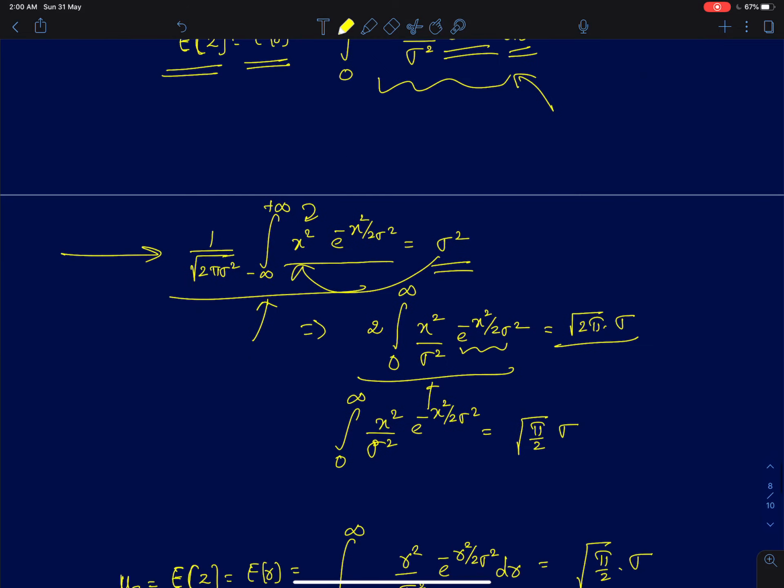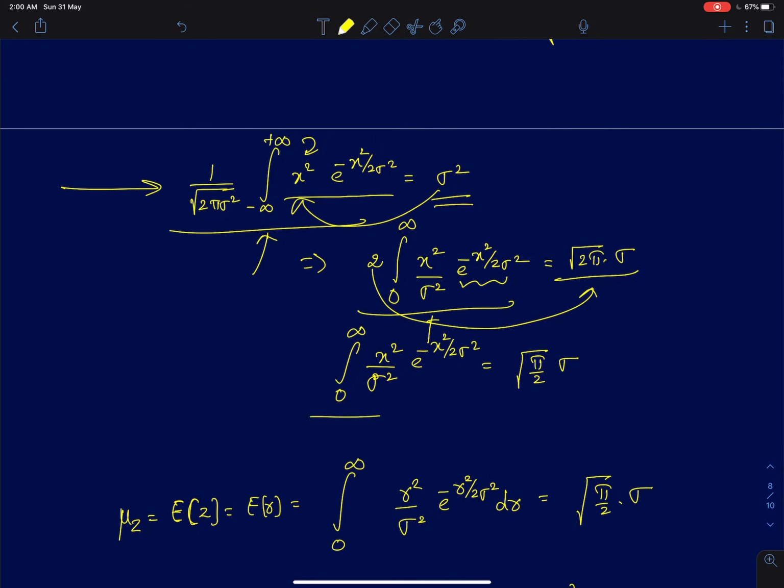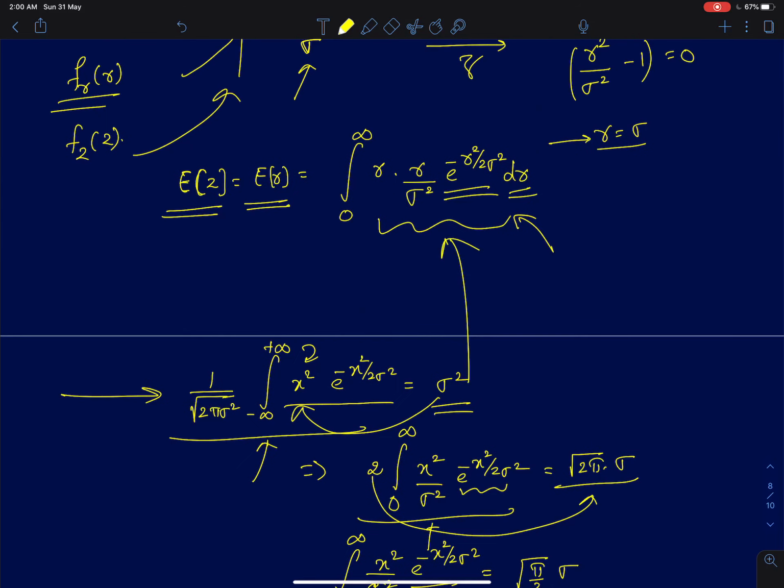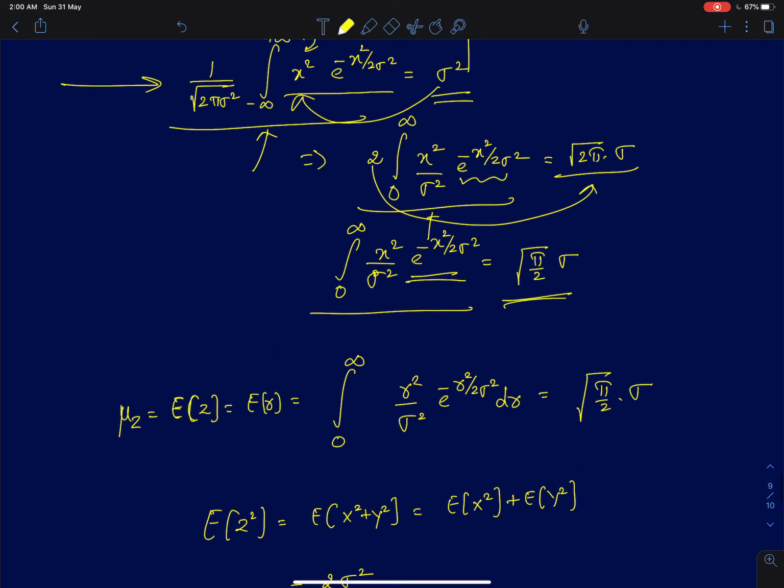So finally, if I take the 2 to this side, I will be left with integral 0 to infinity x square by sigma square into e power minus x square by 2 sigma square is root of pi by 2 into sigma. And that is nothing but what we had here, the value of this integral. So the mean, which I've called mu z, of the Rayleigh random variable is root of pi by 2 into sigma.